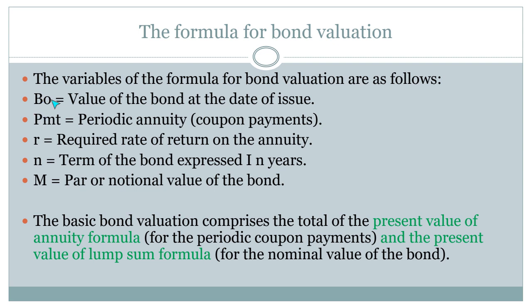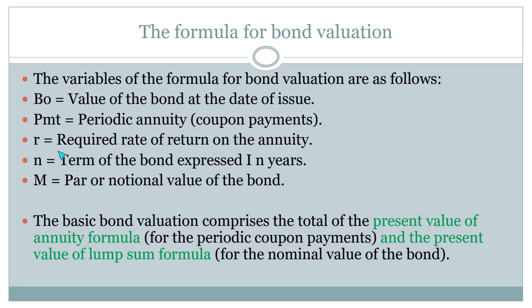of the bond. So B0 means the value of the bond at time zero, in other words, today or at the date of issue. We use the letters PMT as an abbreviation of payment to represent those periodic annuity coupon payments, i.e. the interest that we will be receiving each year. So the rand value of the interest we insert into the formula wherever we see PMT.